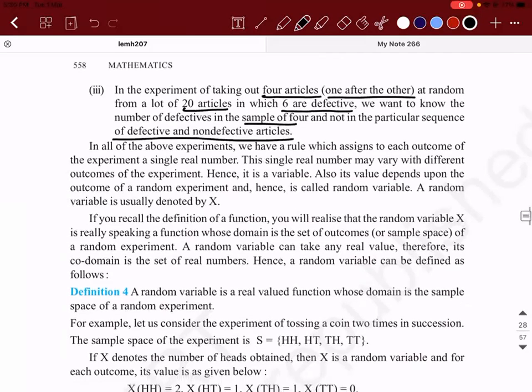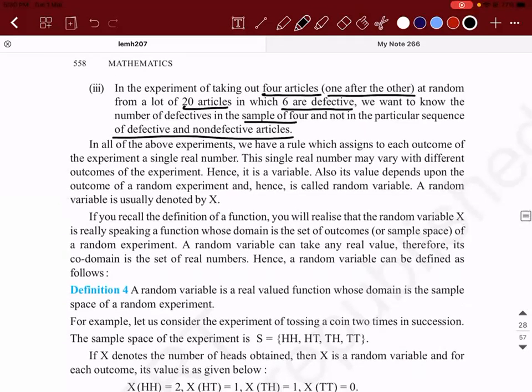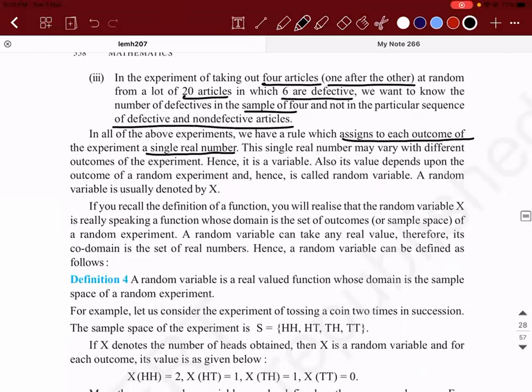So when you have all these things, we can assign all these numbers to a variable, which we call a random variable. That is what we will discuss. In all the experiments, we have a rule which assigns to each outcome of the experiment a single real number. So if you're able to give a single real number to each outcome, it may vary with different outcomes of the experiment. Since it is a variable, and its value depends upon the outcome of the random experiment, it is called a random variable.